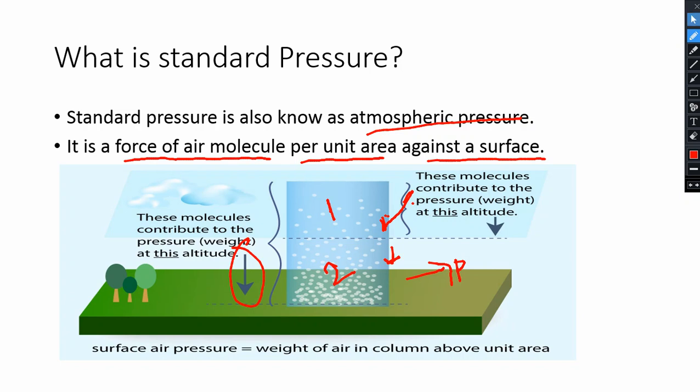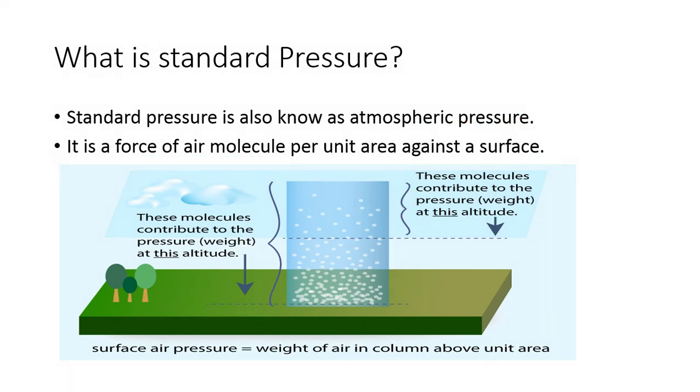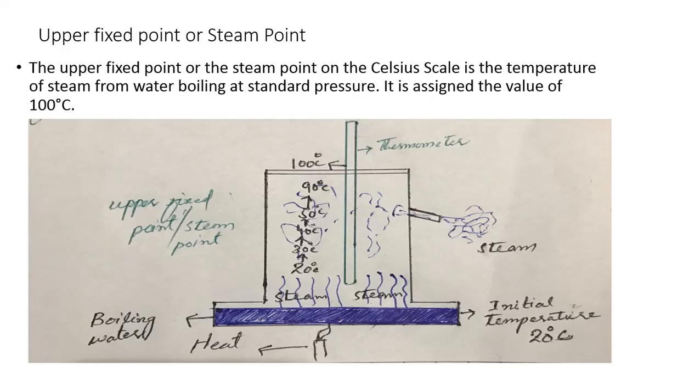Now let's learn what the upper fixed point is. Look to the third paragraph, look in the book at this topic. It says that the upper fixed point, or the steam point, on the Celsius scale is the temperature of steam from water boiling at standard pressure. It is assigned the value of 100 degrees Celsius.